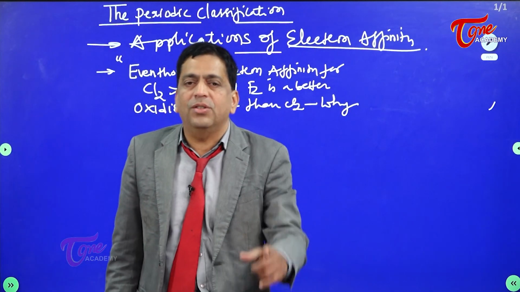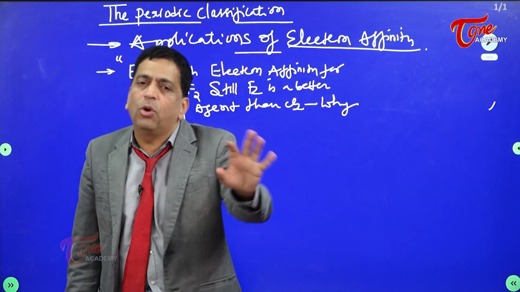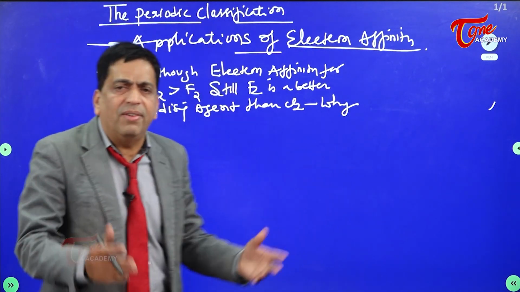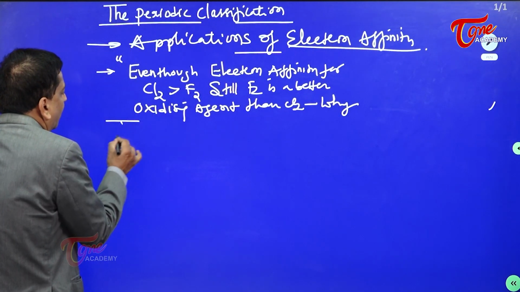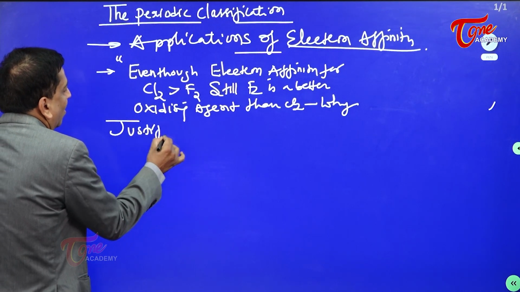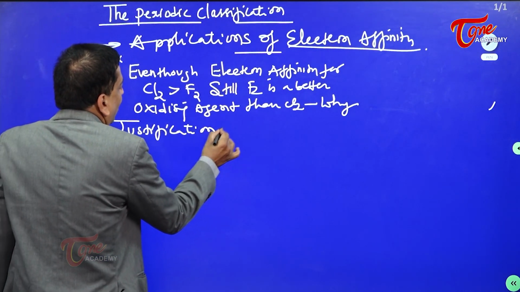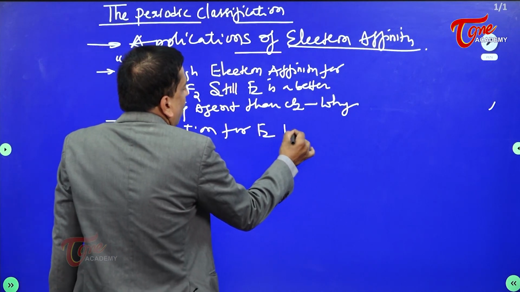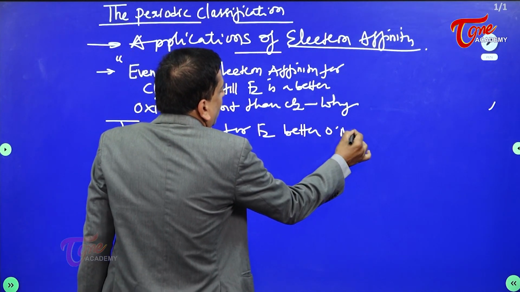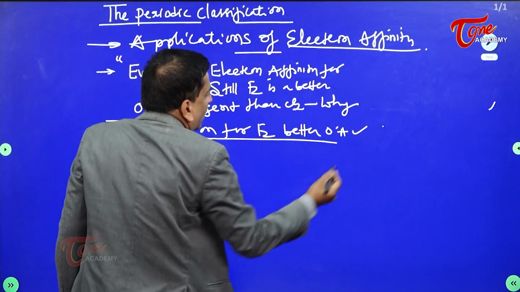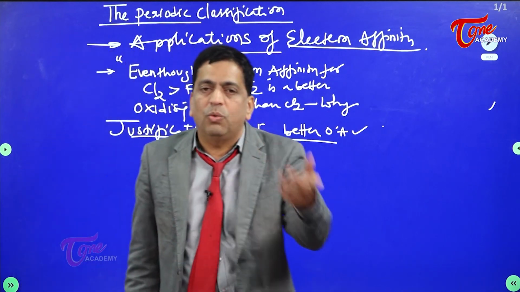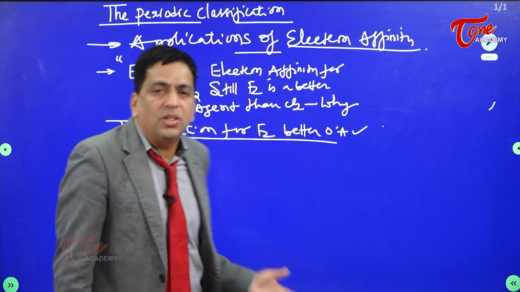Before I answer why, let us justify that fluorine is a better what? Oxidizing agent. Well, I give an equation. Justification for fluorine being a better what? Oxidizing agent. Here comes in one example which I am giving to you. Watch. Look into this equation.